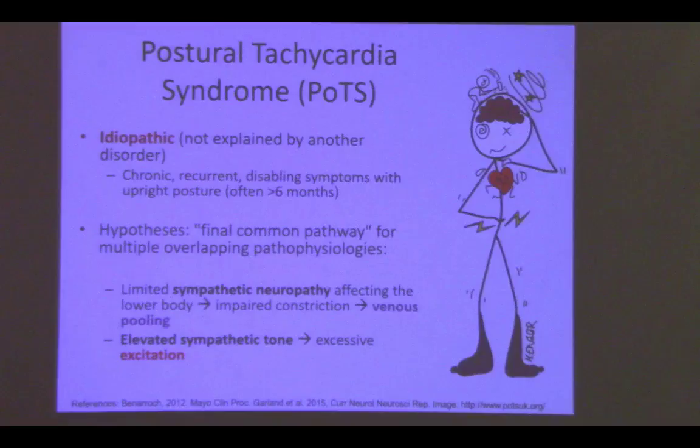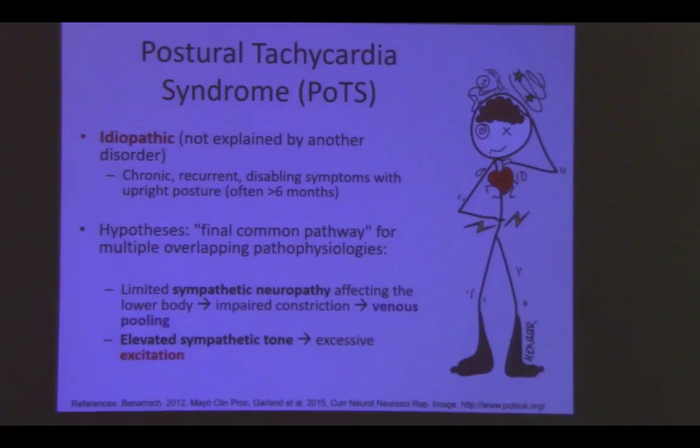So POTS as a syndrome is thought to be idiopathic. That means that we don't have a specific cause for most cases of POTS. It is also considered to be a chronic condition that should be present over 6 months or so before a diagnosis is definite. And that's because sometimes individuals can get transient postural tachycardia or transient signs of POTS after an illness or a surgery, but it can resolve on its own within a few months, and thereby not result in this diagnosis.